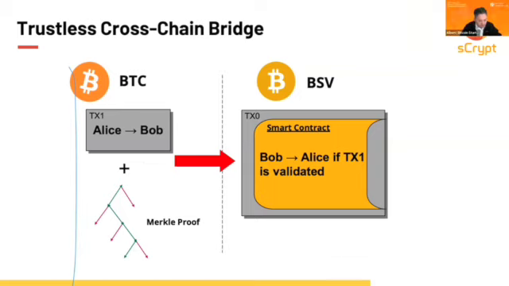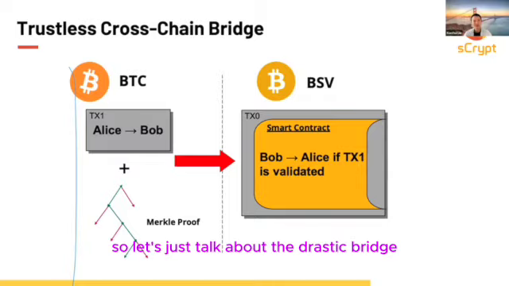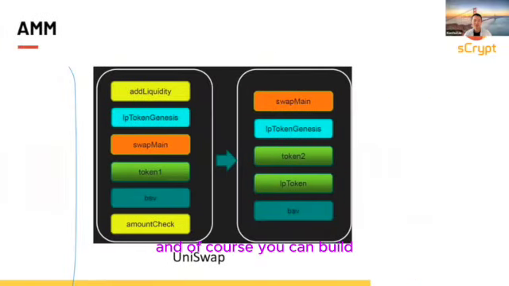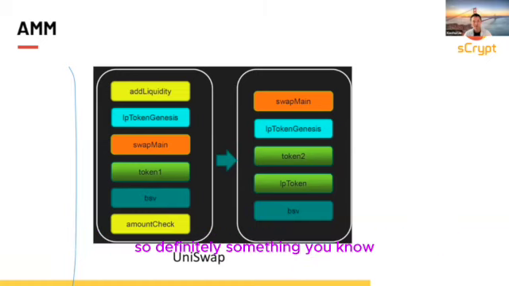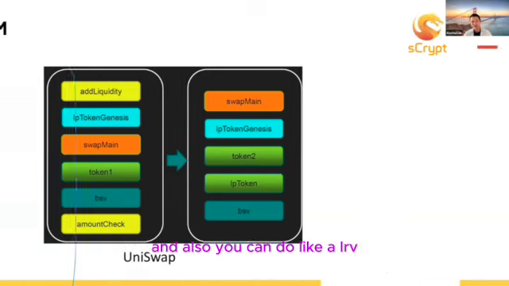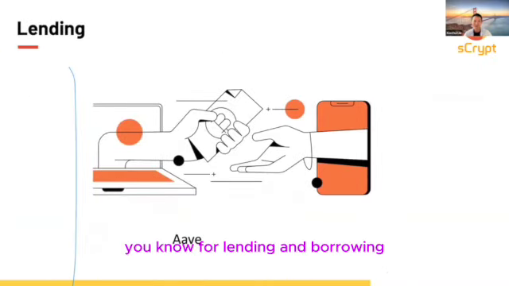So yeah, let's go for it. Let's speed up a little bit. So let's just talk about the trustless bridge, and of course you can build DEXs. People already build DEXs, but you can also build something like Uniswap on Bitcoin. Okay, that's definitely doable. I just show you some diagram. People have been building this on some other blockchain with OpCat, so it's definitely doable, but nobody has done it. And you can also do something like Aave, for lending and borrowing, but more trustlessly, because everything is enforced by contract. You can also do lending, like Aave, on Bitcoin.